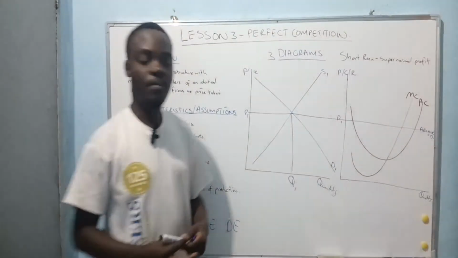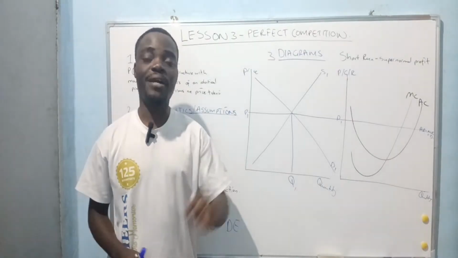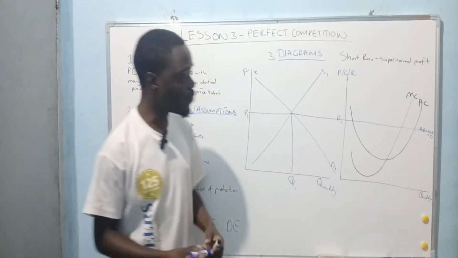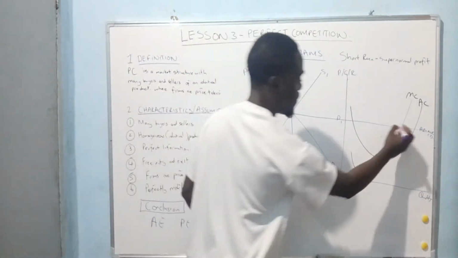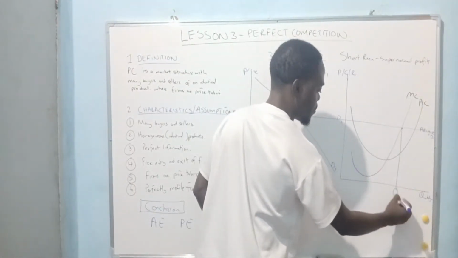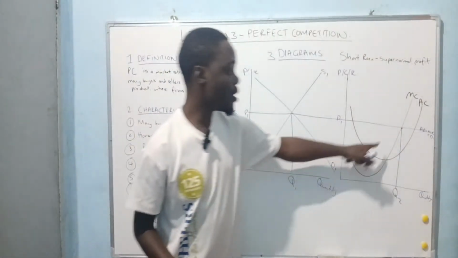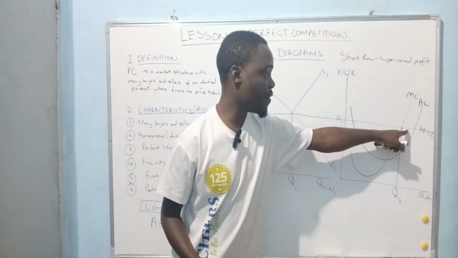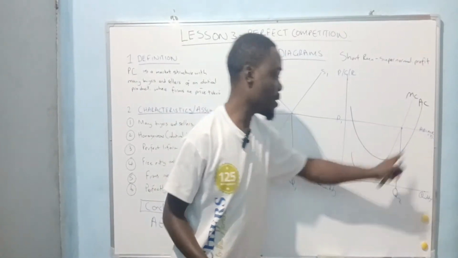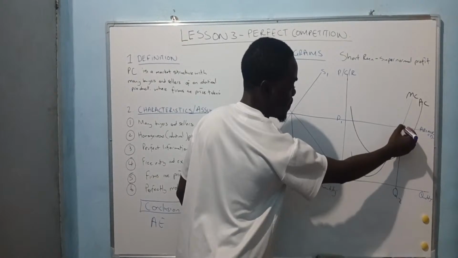Remember, firms are also profit maximizers. They want to produce where MR is equal to MC. So let's look for where MR is equal to MC. MR is equal to MC here, and that's our quantity Q2. That's where we are going to be maximizing the supernormal profits. So we now have to compare average revenue, which is here at the price, with average cost. Average cost is here. Average revenue is there.